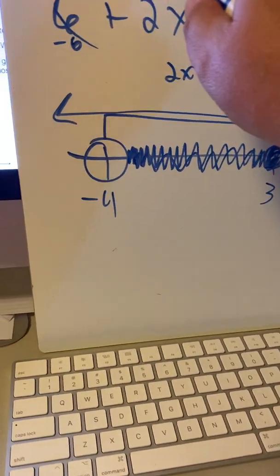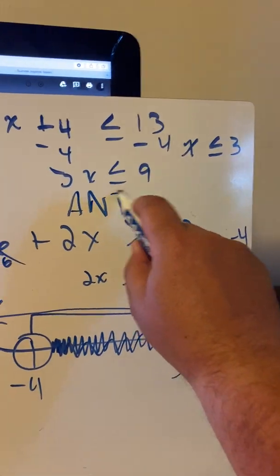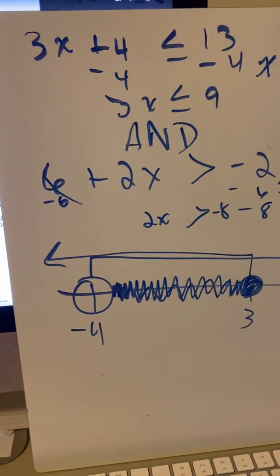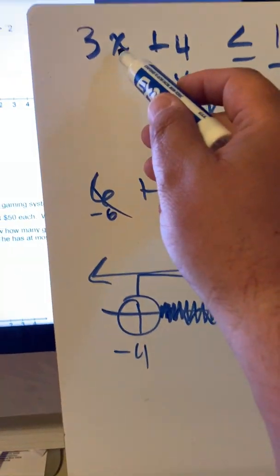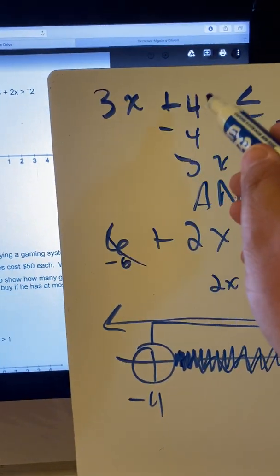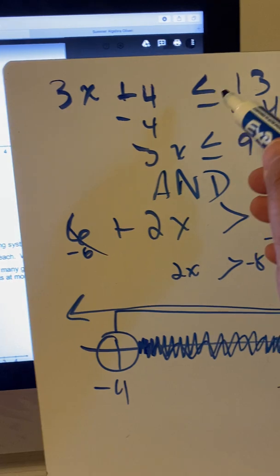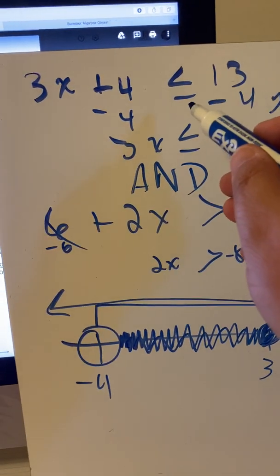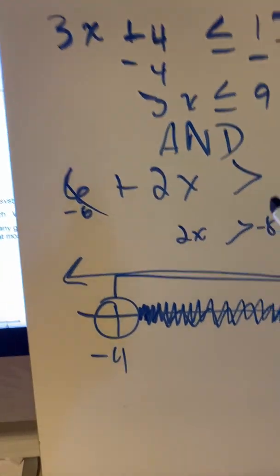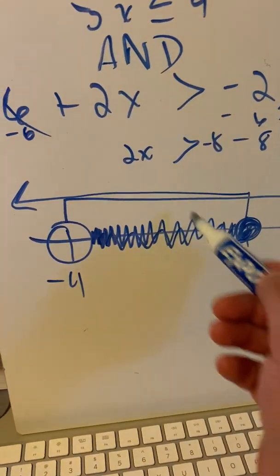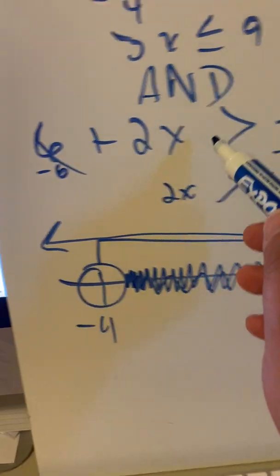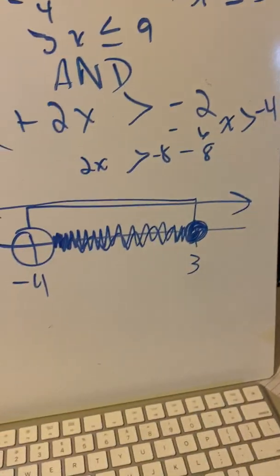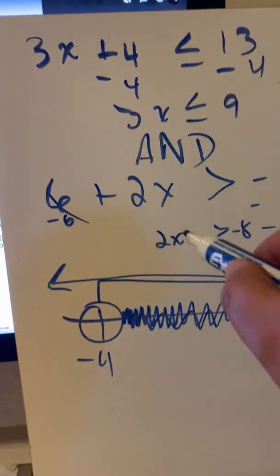It's an and statement, and that's why it's in all caps. An and statement means it has to work in both of the original equations. If I put a 3 up here, 3 times 3 is 9. 9 plus 4 is 13. Is 13 less than or equal to 13? Yes, it's equal to. It works. If I put the 3 into this one, 2 times 3 is 6. 6 plus 6 is 12. Is 12 greater than negative 2? Yes. This works in both equations.